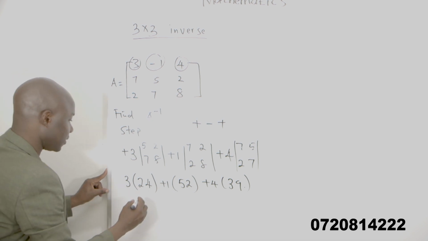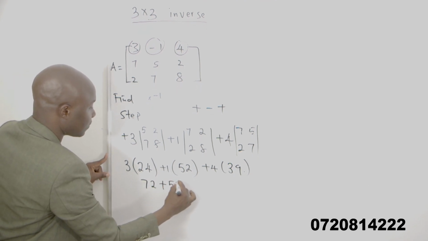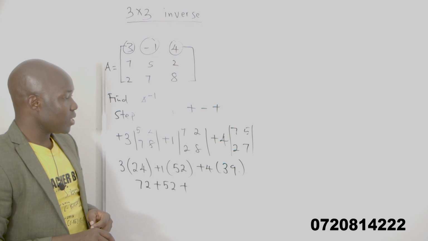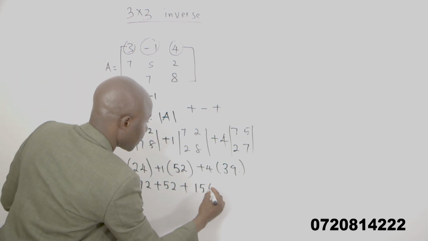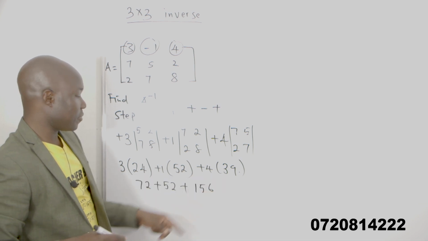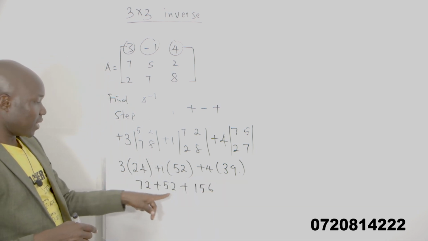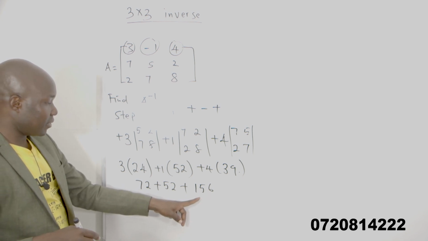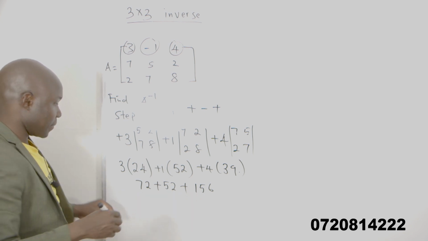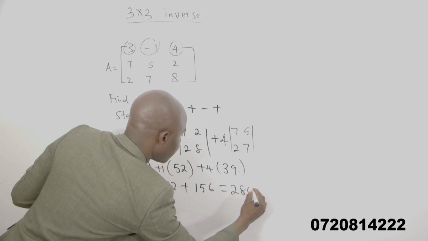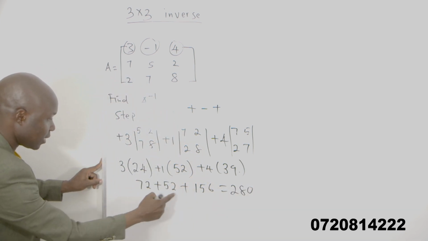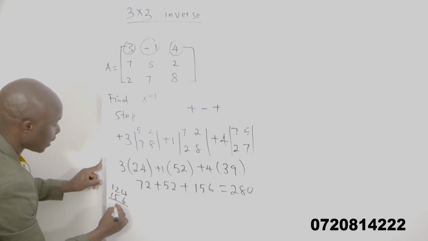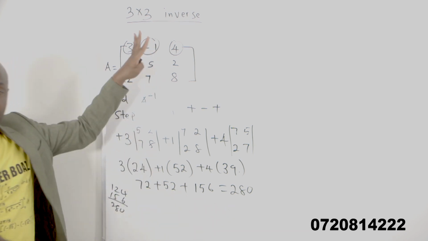Then 3 times 24, we get 72, plus 52, plus 39 times 4, which is the same as 78 times 2, which gives 156. Then we add: 72 plus 52, we get 124. 124 plus 156 is 280. So we are supposed to get 280 here. If we do the addition, yes, we get 280 to be the determinant of this matrix.